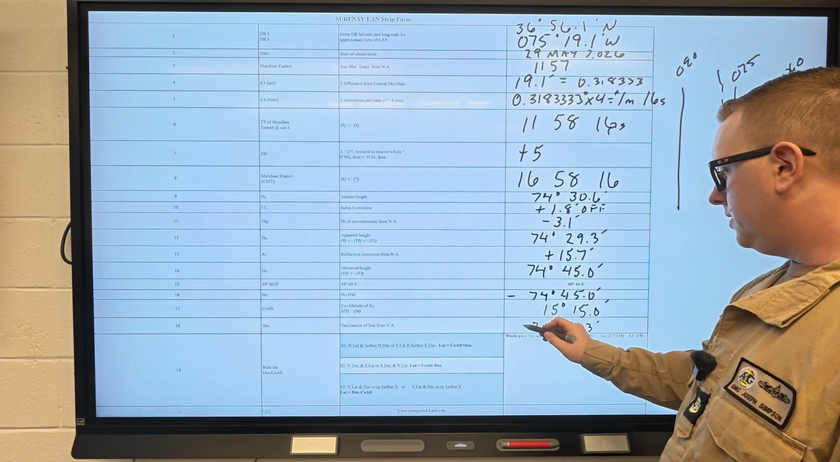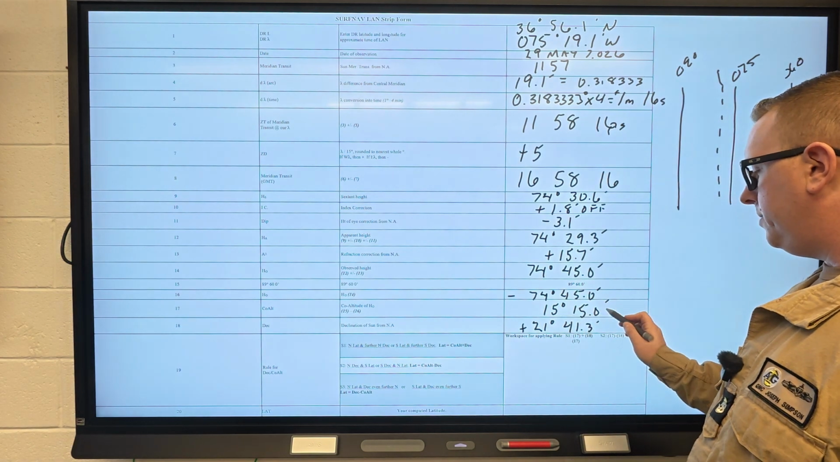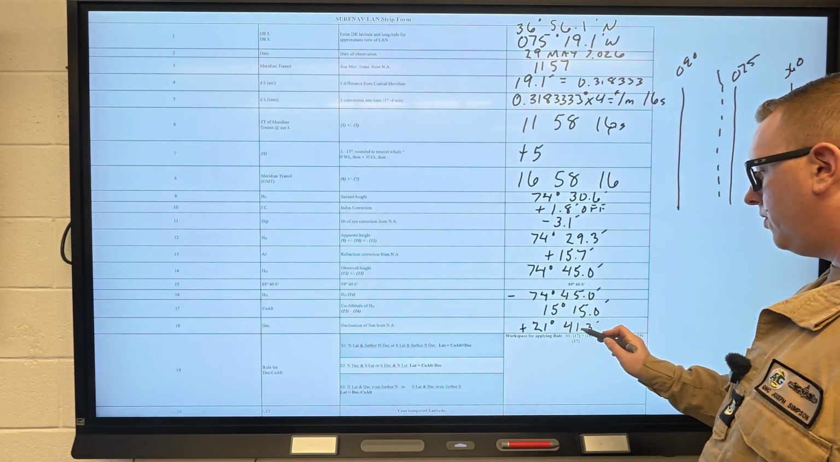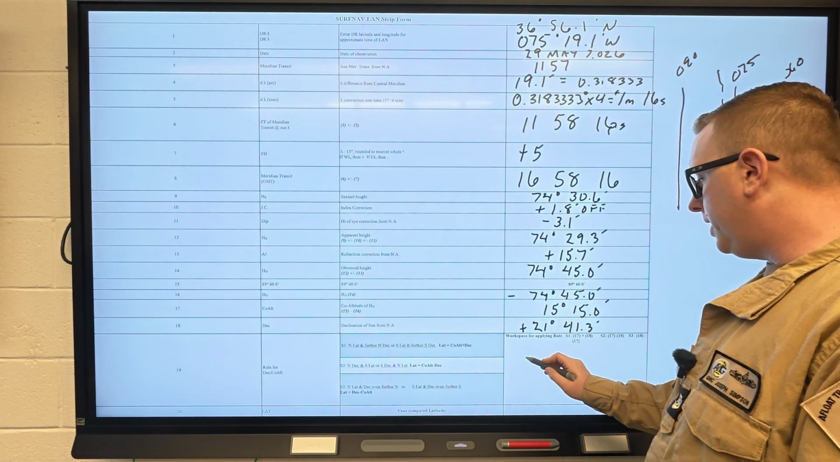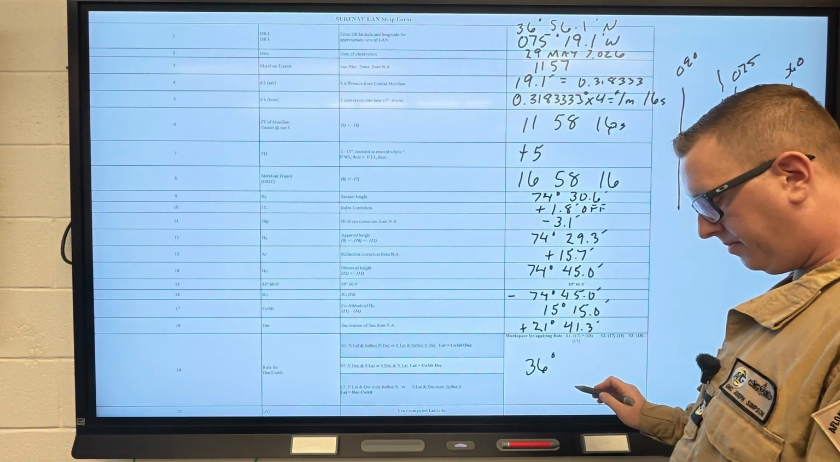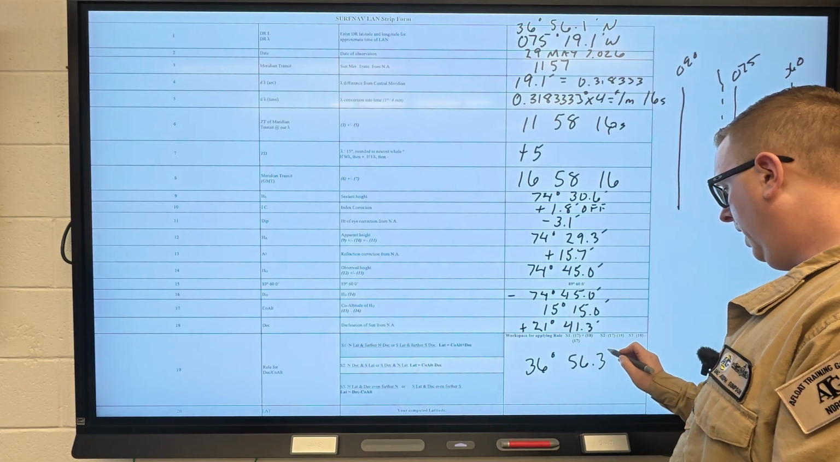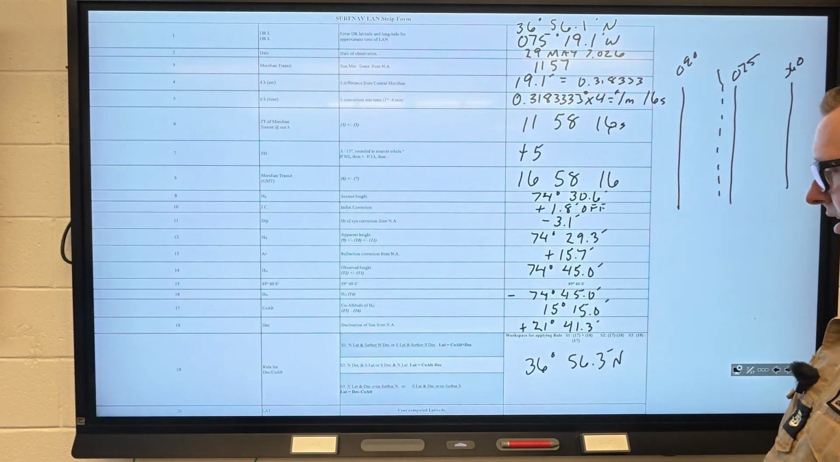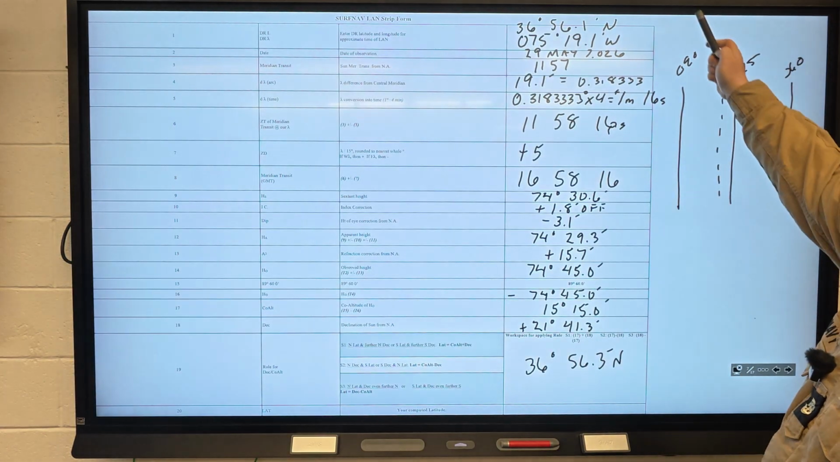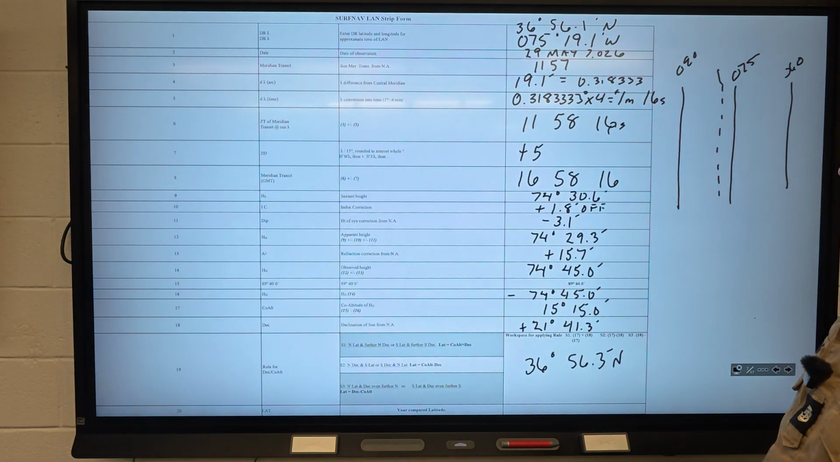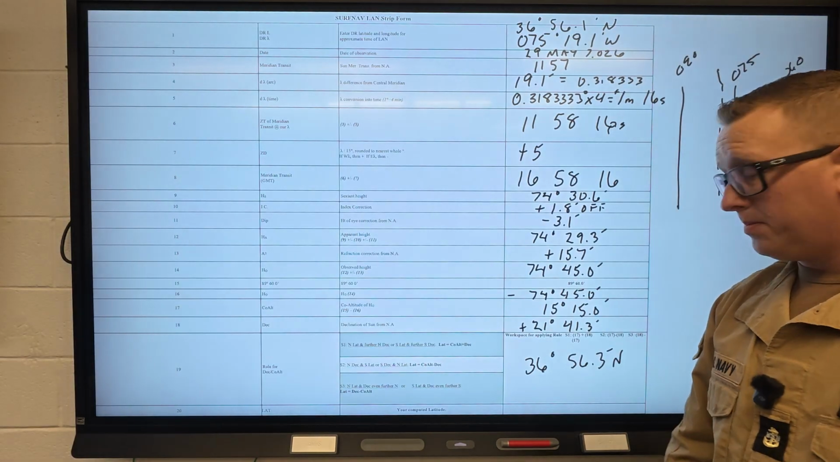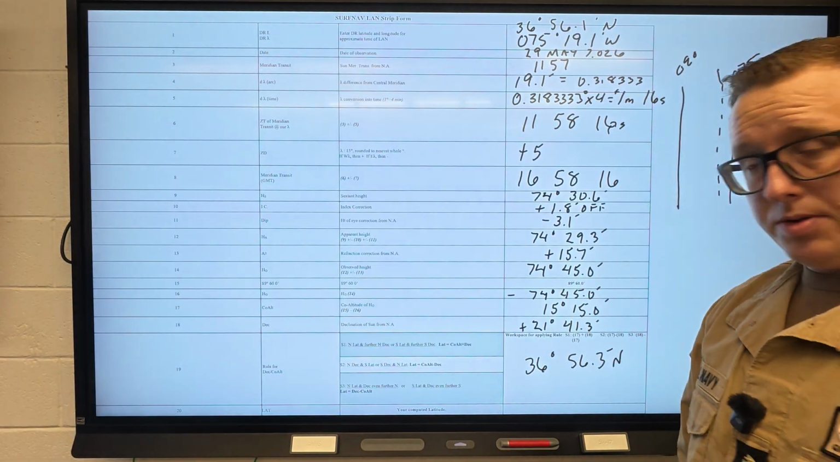We're going to add them together. So 15 degrees, 15.0 plus 21 degrees, 41.3. We end up getting 36 degrees, 56.3 north. Compare that to our DR latitude longitude, and I would say we're spot on. 0.2 ain't nothing if you're in the middle of the ocean.